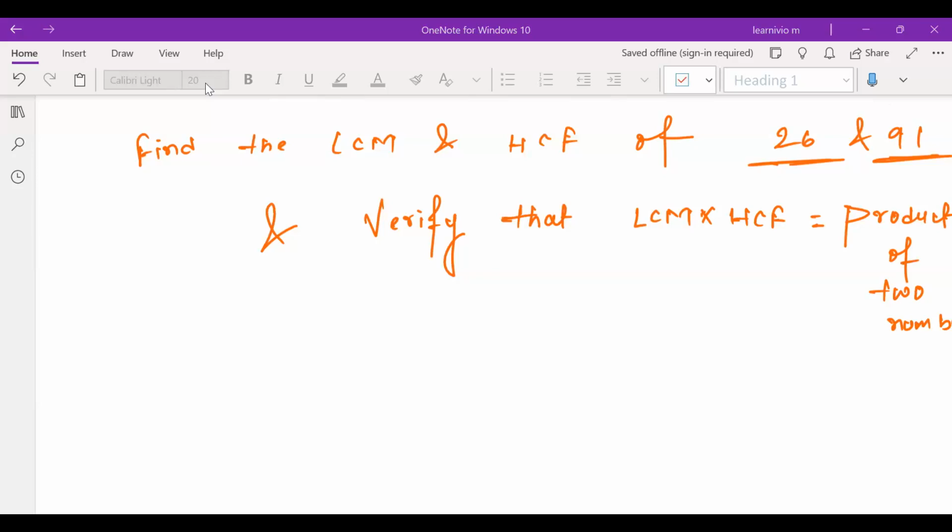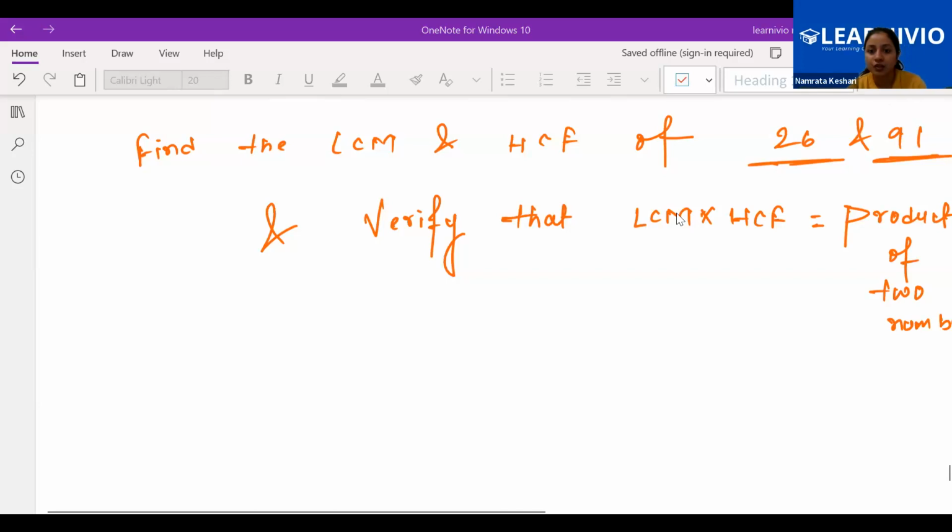Ma'am, for the HCF I got 13 and for the LCM I got 182. Okay, for the HCF you got 13 and LCM 182. Maha, you got this one, right? Yes, ma'am. Okay, I have kept your response over here. Rest of the students, please find it and let me know what you are getting.